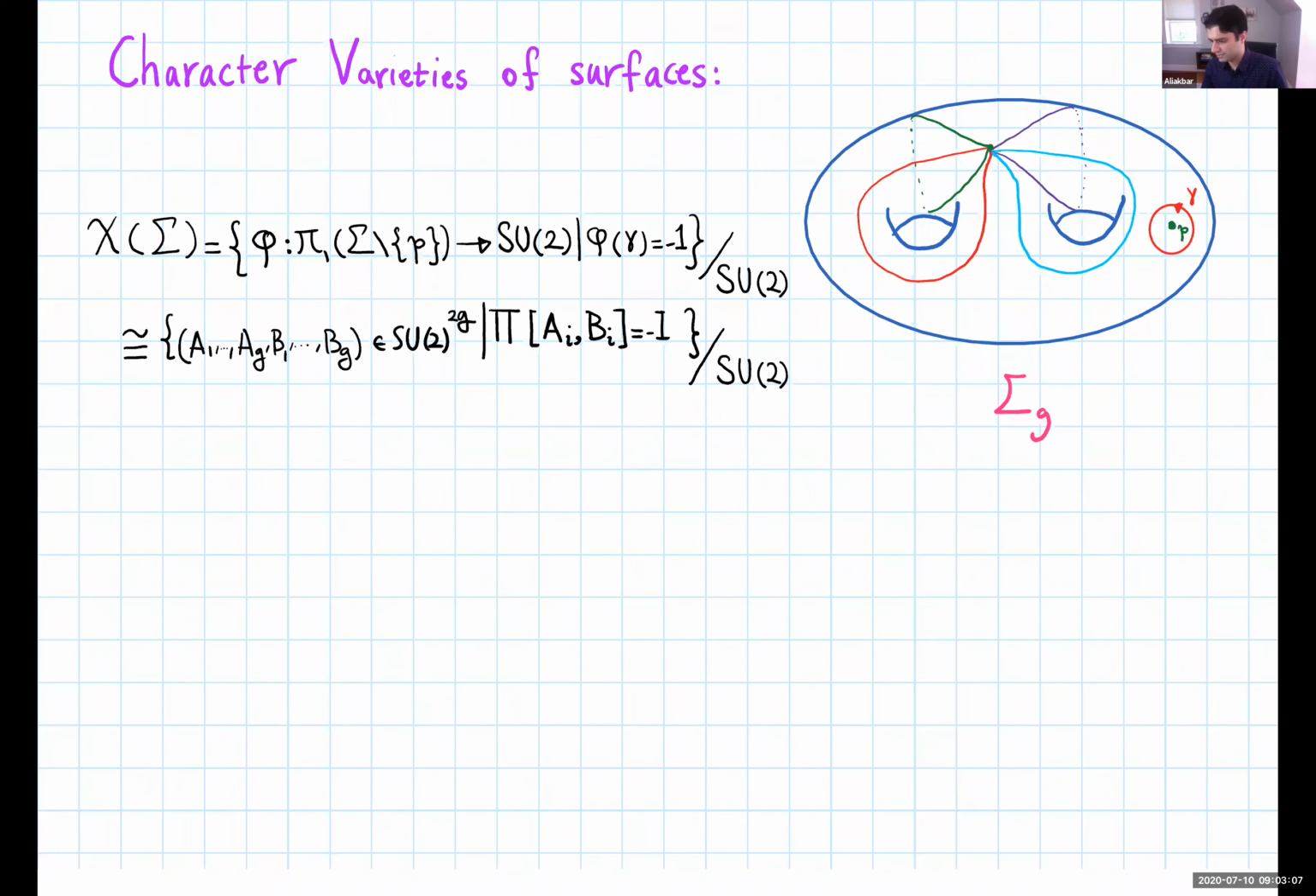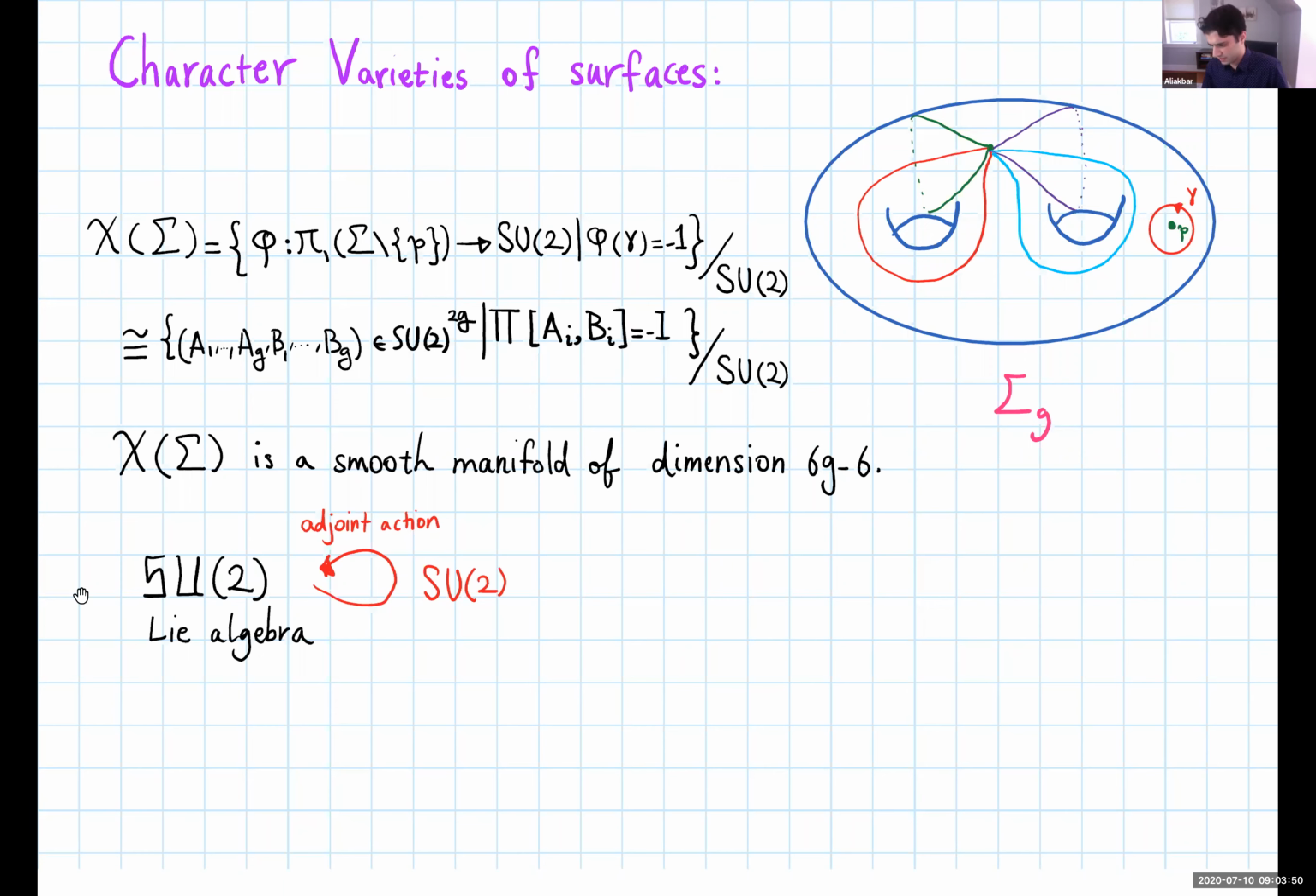This is a nice space. This is in fact a smooth manifold. You can see that its dimension is 6g minus 6. It's not hard to see where this dimension is coming from. The degrees of freedom of each of these matrices in SU2 is 3, the dimension of SU2. So overall we have 6g from here. There's one relation in SU2, so we subtract 3. And then there is another SU2 acting, for which we subtract another 3. In fact, more than this is true. We will see that this is a symplectic manifold, a smooth Fano variety.